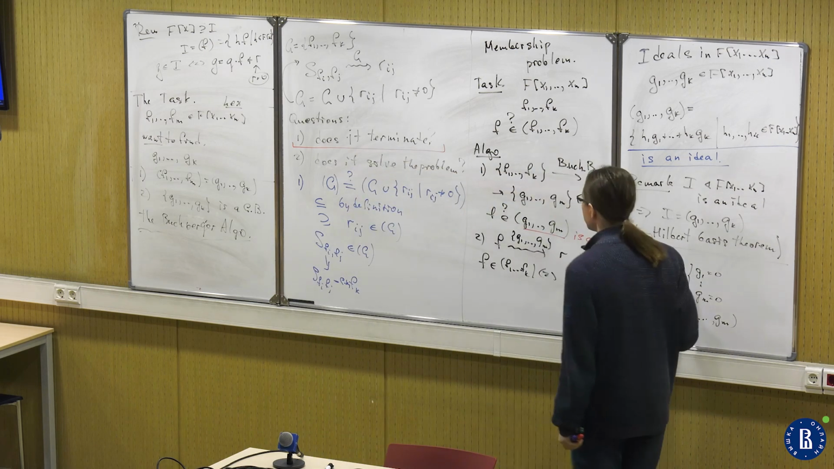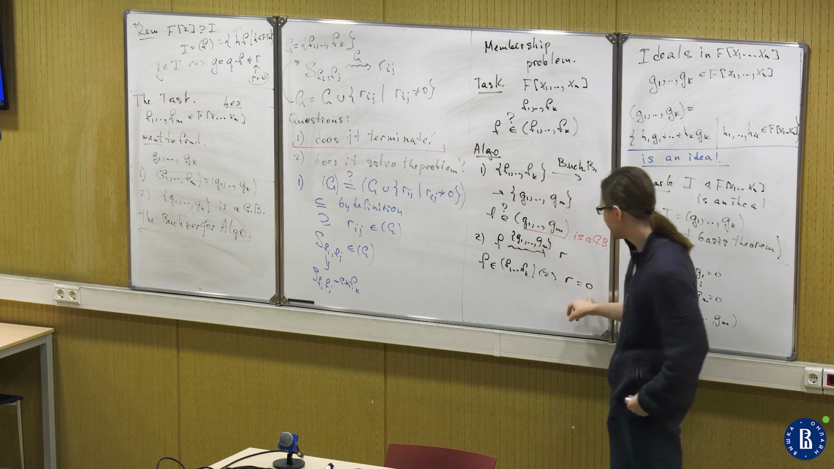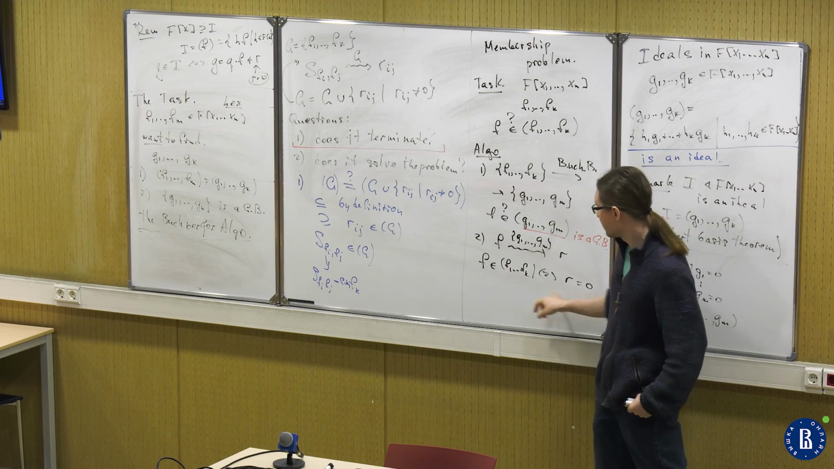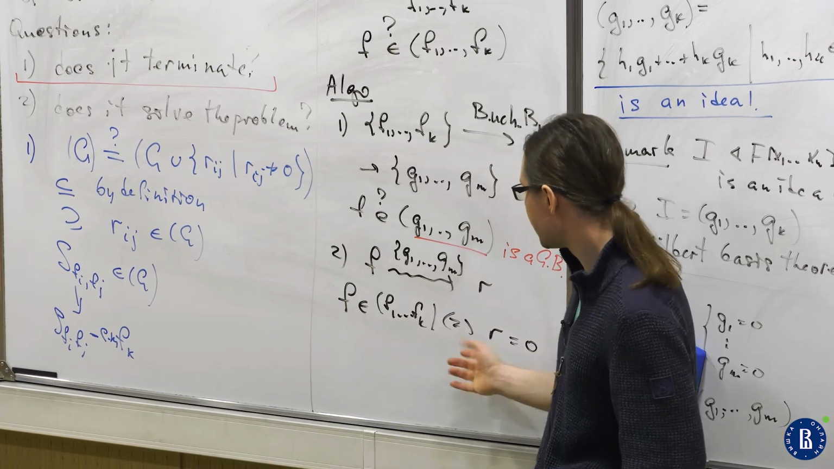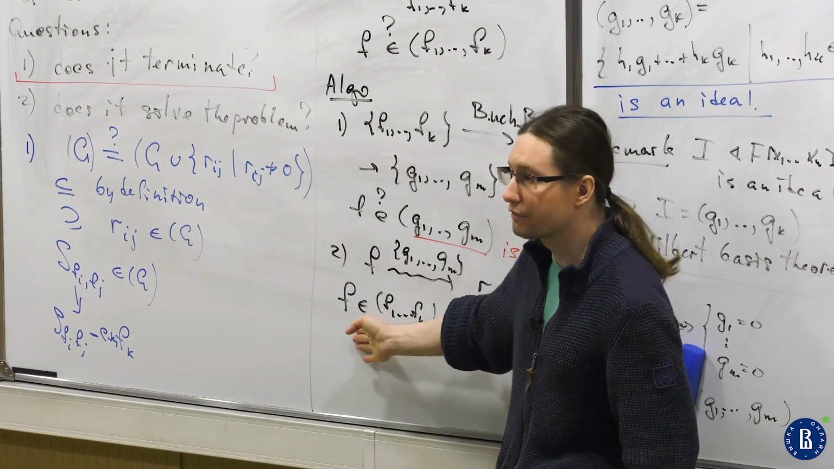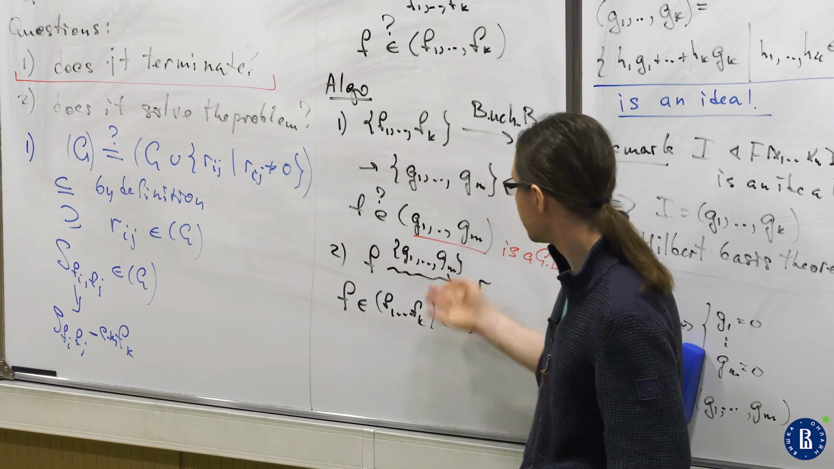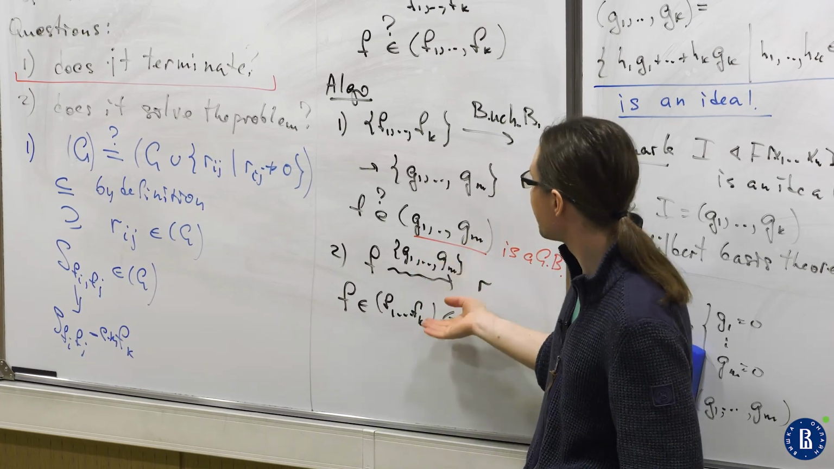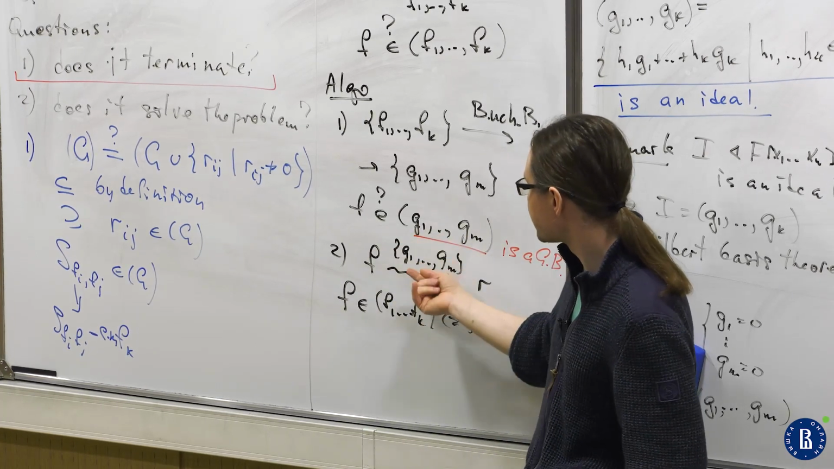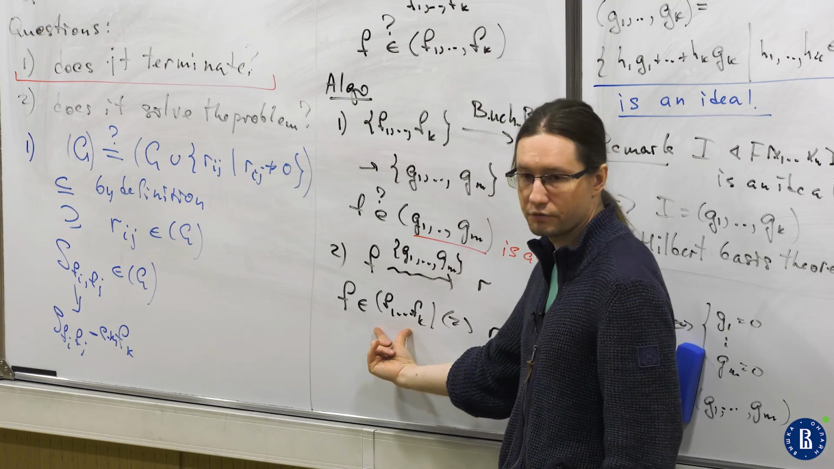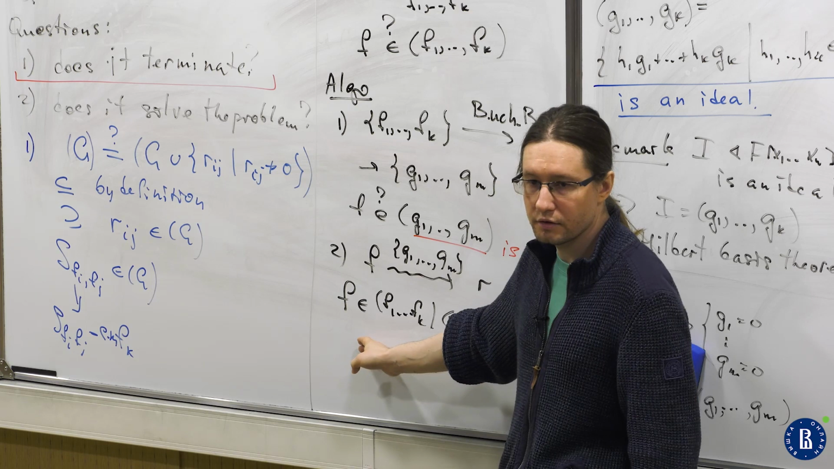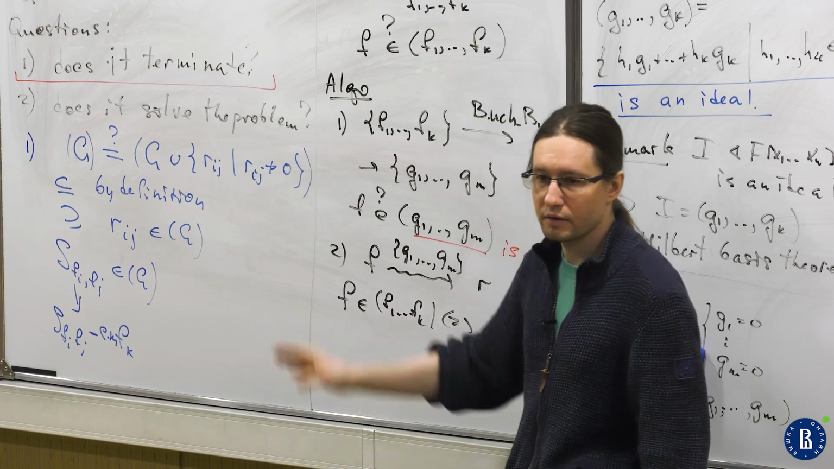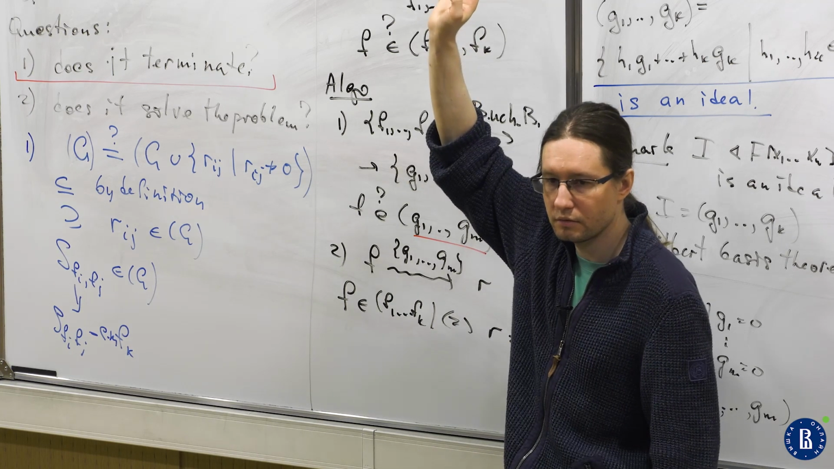Well, actually, if the remainder is 0, then f definitely belongs to the ideal. I mean, the implication from right to left works even if we apply the reduction process to the initial set of generators. From right to left, it's more or less obvious. Who thinks that it's clear?